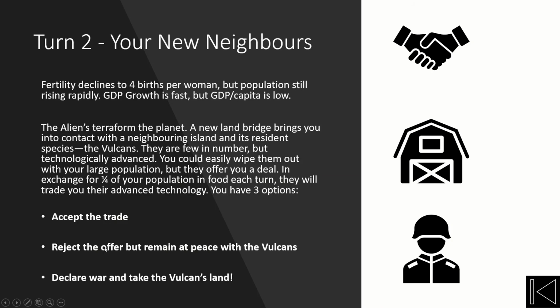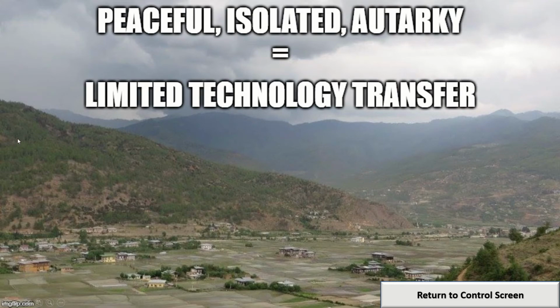So if you choose to reject the offer but remain at peace with the Balkans, then we click the barn. And that turns us into a peaceful, isolated autarky. So we're going to have limited technology transfer in that situation because we're not at war and maybe there's some tourists coming through, but we're not trading formally with anybody. So there's not a lot of FDI, there's not a lot of labor flows, and there's certainly not people bringing in technology to sell it in our country.